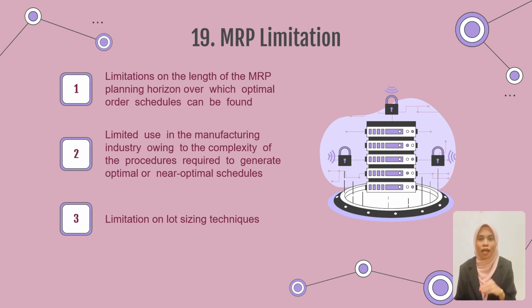Last but not least, the limitation of the MRP system is on the lot sizing technique. Existing methods treat the lot sizing problem as a single stage process, but MRP is a multiple stage process, and hence any lot sizing technique must consider all items whose demand is related both horizontally and vertically throughout the bill of material BOM structures. Next, I will pass to Alia for the next presentation.